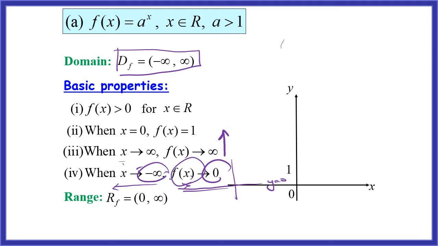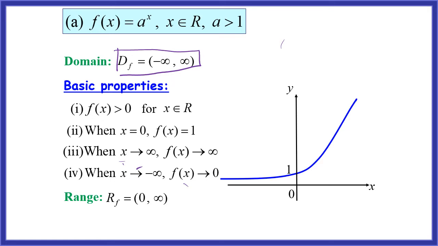Now let's see how the graph looks. This is our graph with x and y axes, and we have an intercept at y equals 1. When x approaches infinity, going to the right, the value of y also approaches infinity, going up. So the graph should be around here.